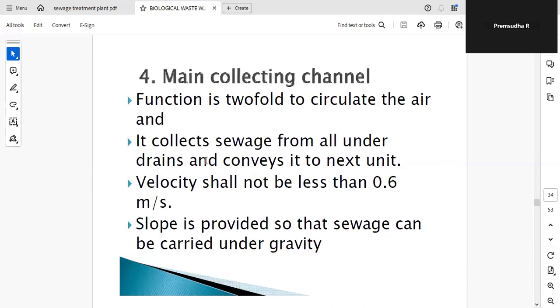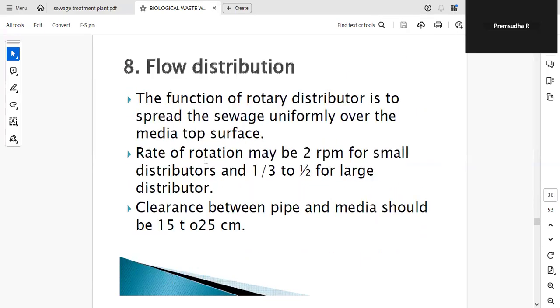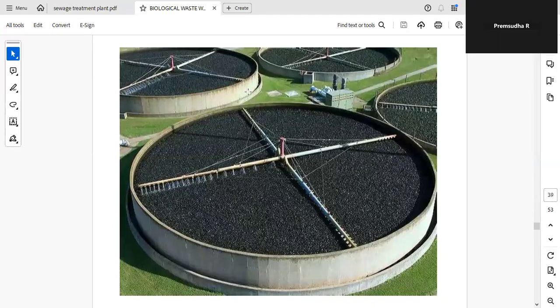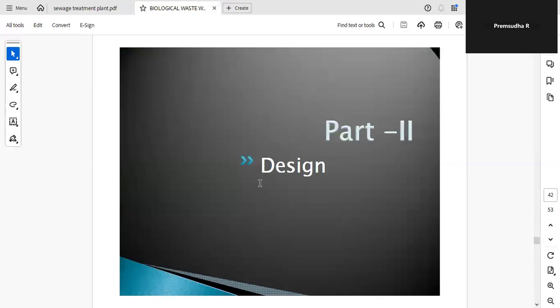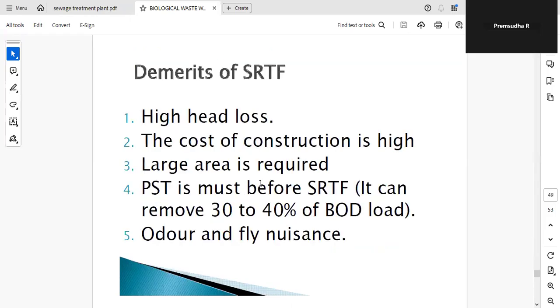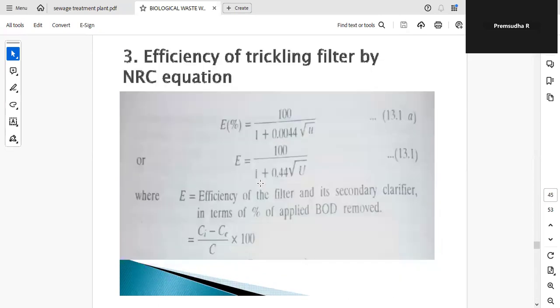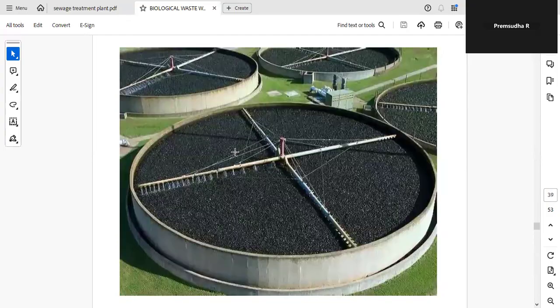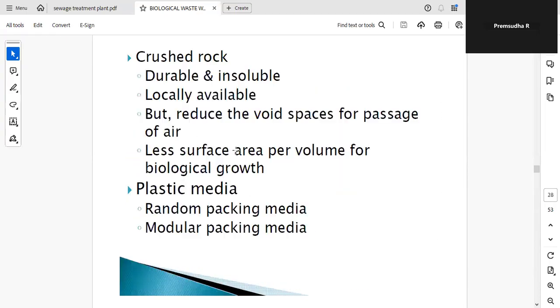There is a filter floor and filter walls, ventilation, floor distribution. Here you can see the elevation of the trickling filter. Practically, if you go to any treatment plant, you can see this. Here they gave the design part, but they do not design in depth. You should only know what the trickling filter is, what the process is, what the types of trickling filter are, and the components in the trickling filter.